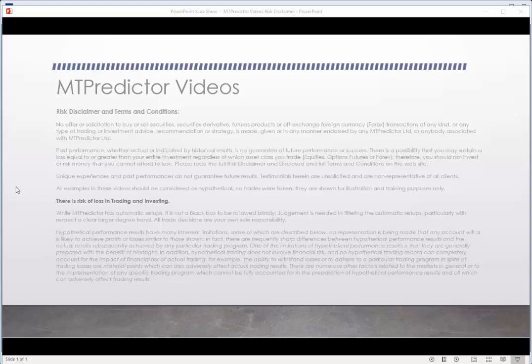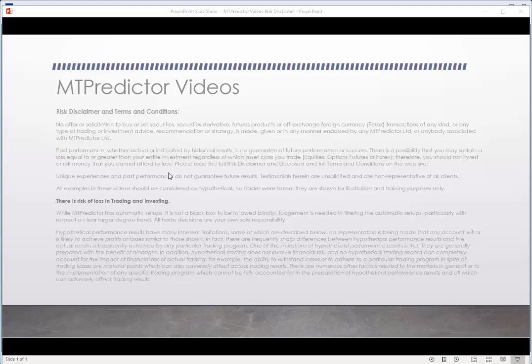So let's first read our risk disclaimer and just remind you that all examples in these videos should be considered as hypothetical. No trades are actually taken, they're just shown for illustration and training purposes only. And remind you there's a risk of loss in trading and investing. That's what we'll be looking at in today's video.